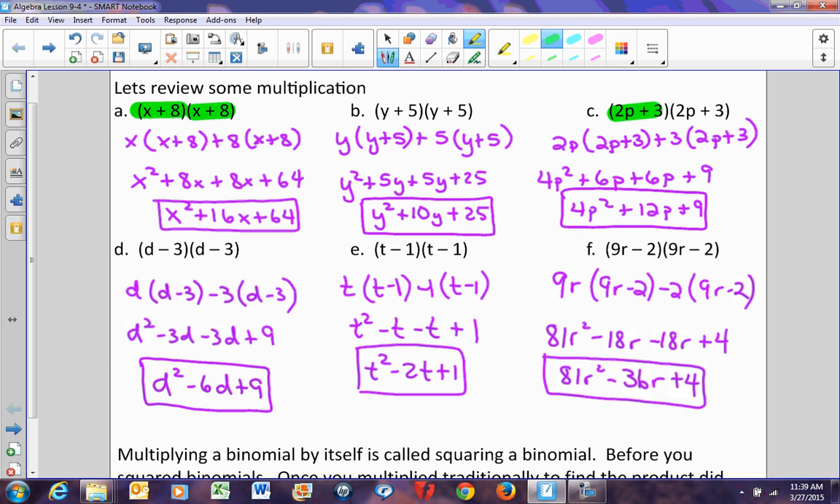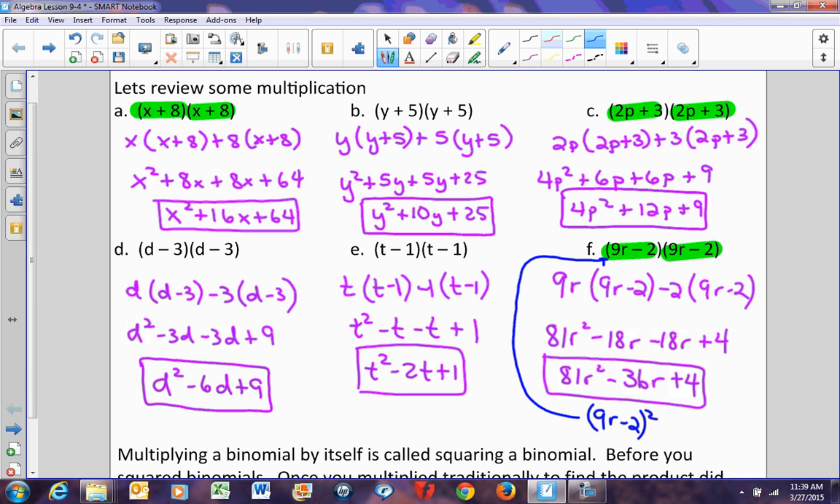2p plus 3 multiplied by 2p plus 3. 9r minus 2 multiplied by 9r minus 2. That's called squaring a binomial. It's the binomial squared. We could write that simply. For example, 9r minus 2 could be rewritten as 9r minus 2 quantity squared. This means the exact same thing as that right there, multiplied together.